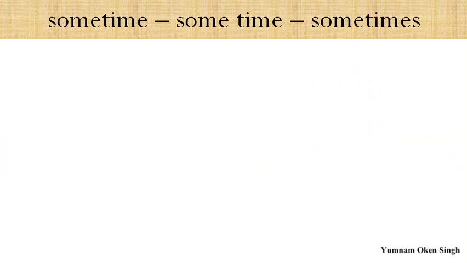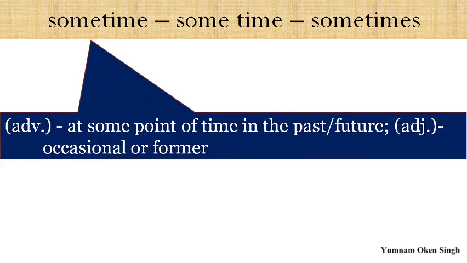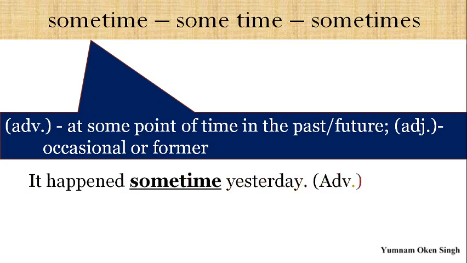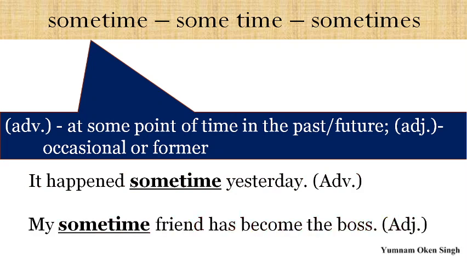Coming to these three words: sometime is a single word, or is two words, as well as sometimes. Let's see the first one, sometime. It is an adverb. It means at some point of time in the past or even in future. As an adjective, it can mean occasionally or even former. Let's see an example here. It happened sometime yesterday. Here it is used as an adverb, meaning at some point of time yesterday. And the second, my sometime friend has become the boss. Here, as an adjective, my sometime friend means my former friend.